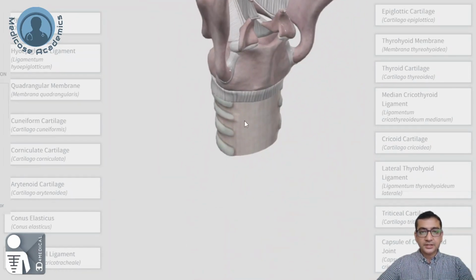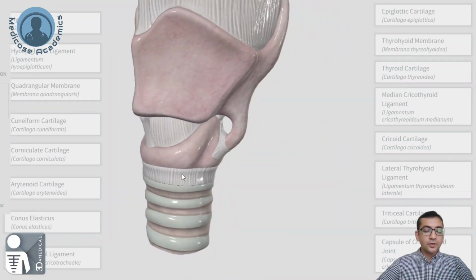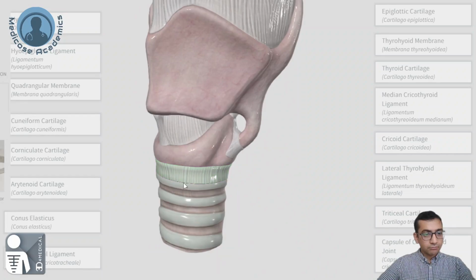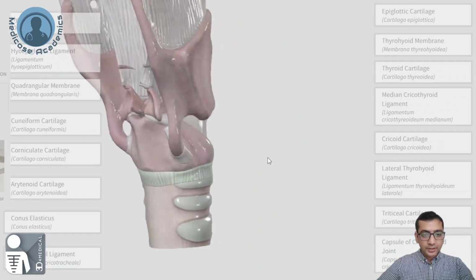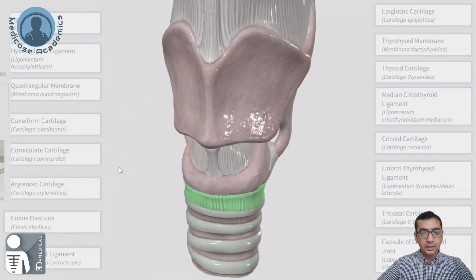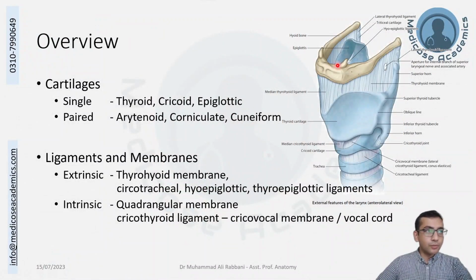And of course, there is also the membrane that is joining the cricoid cartilage with the trachea below. So it is a complete ring of membrane that is joining these two structures. So these are the membranes and the cartilages that are forming the skeleton. So this is the overview of the skeleton of the larynx.